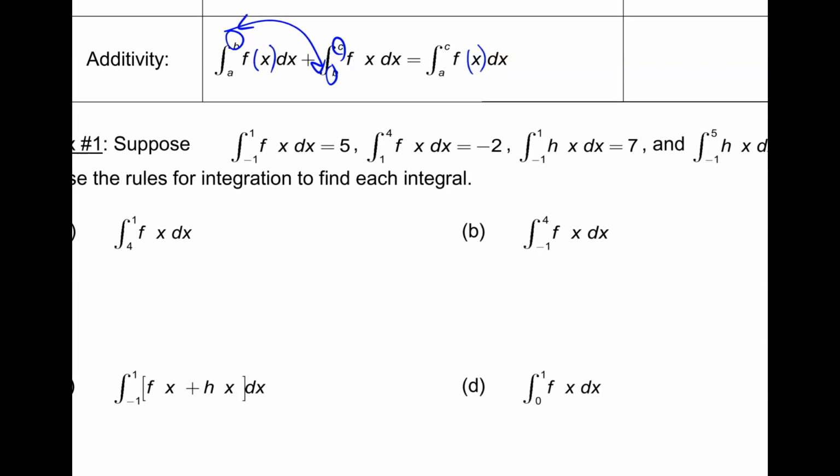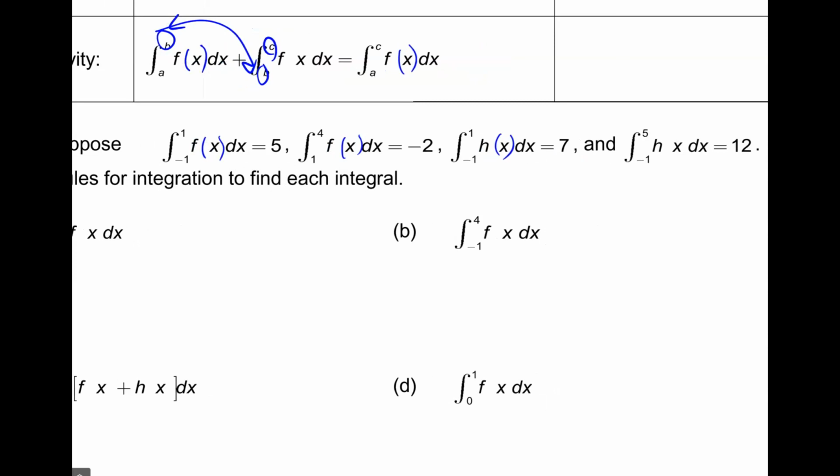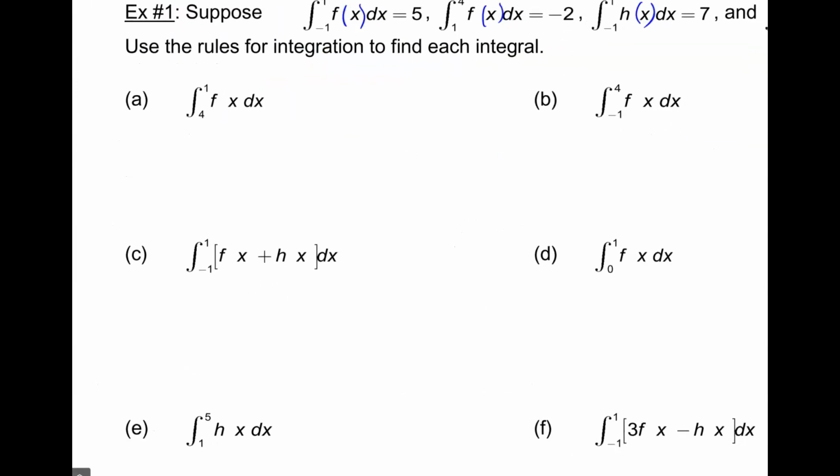Cool. So if the integral from -1 to 1 of f of x dx equals 5, and the integral from 1 to 4 of the same function is -2, and then the integral from -1 to 1 of h of x, a different function, is equal to 7, and from -1 to 5 is 12. Wow, okay. Let's take a step back here. Use the rules of integration to find each integral.